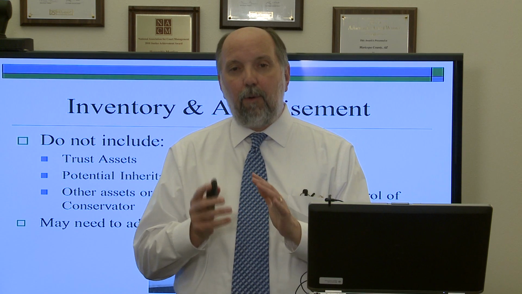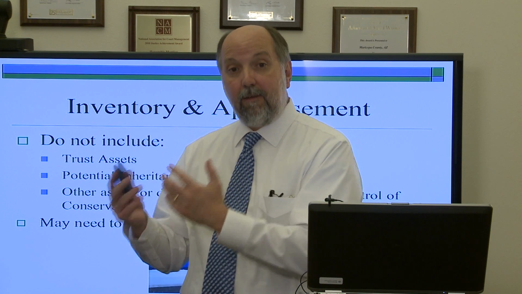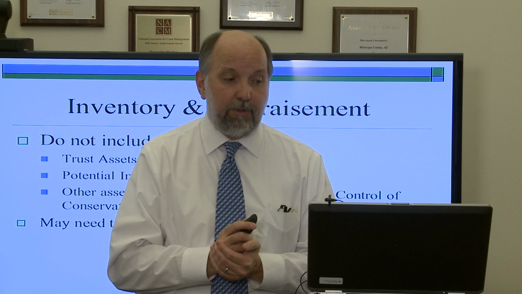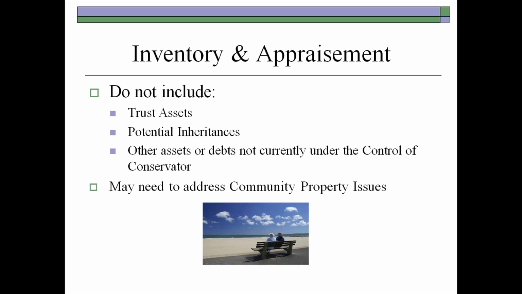There are certain assets, though, that you might think of as assets that belong to the protected person, but that we would not include in the conservatorship. For instance, a trust asset. An asset owned by a trust is by definition not owned by the protected person, it's owned by the trust. Potential inheritances, that's potential. If the money were received, well, that would be an asset of the conservatorship. But if it's a potential inheritance, it's not.